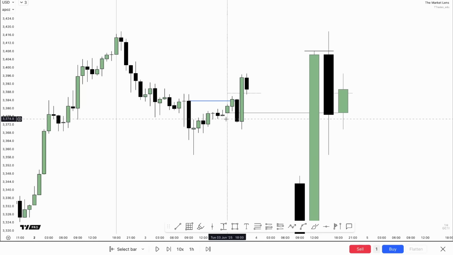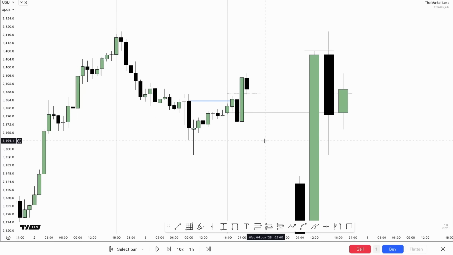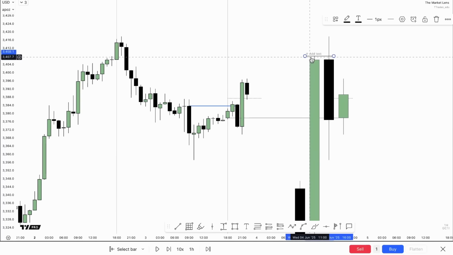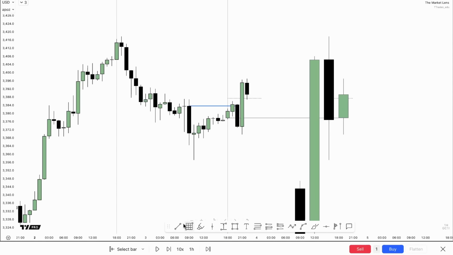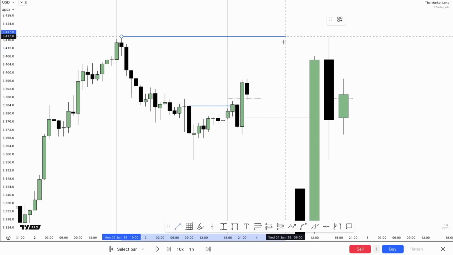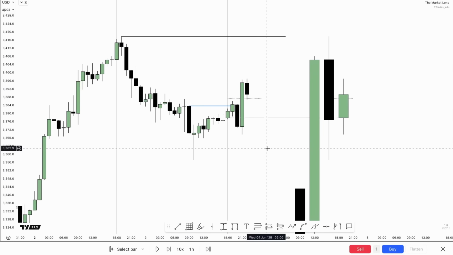We are respecting the EQ of this change in the state of delivery, and we're expanding higher, not respecting this EQ. Now, if this EQ is going to fail, that means this swing point is going to fail, which can make it our draw on liquidity. So with that, let's see what happens here.